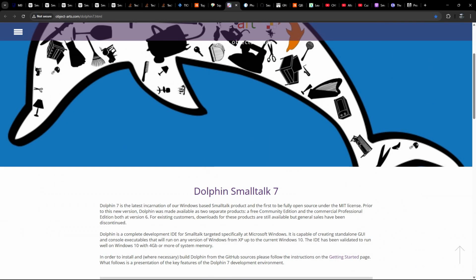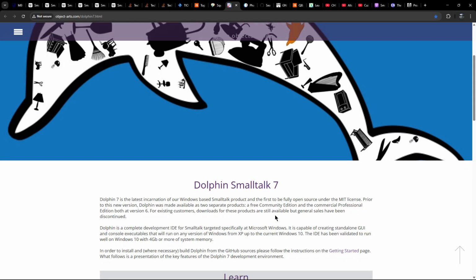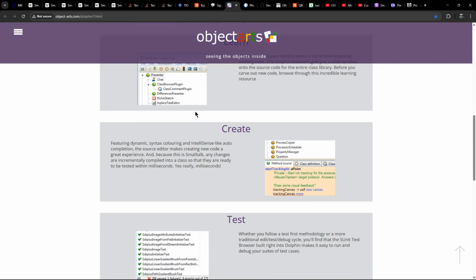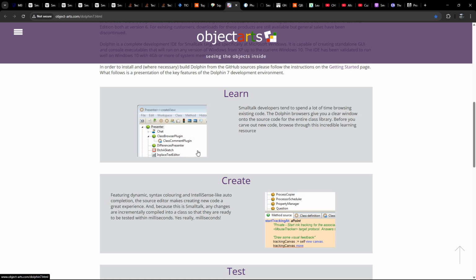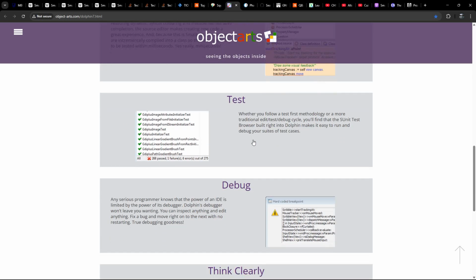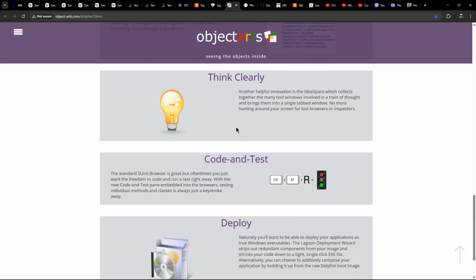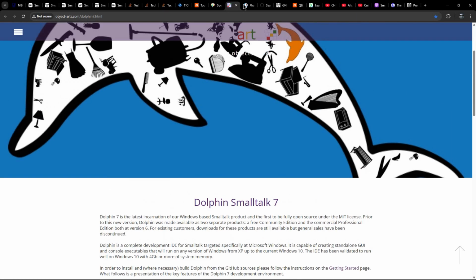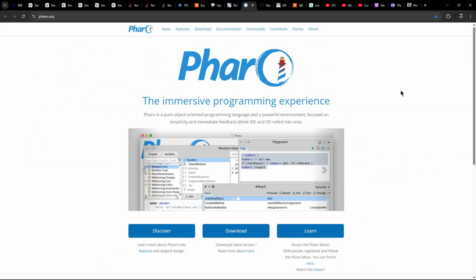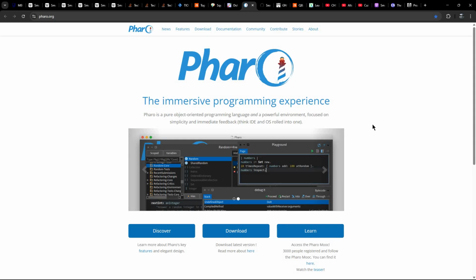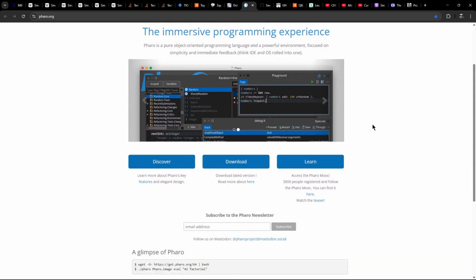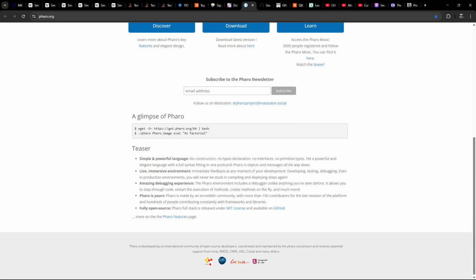We've also got Dolphin Smalltalk. It looks a little bit more like the sort of thing you might see in a visual development environment, doesn't it? Then we've got Pharo, I meant to say Pharo, which is a sort of modern open source Smalltalk environment.